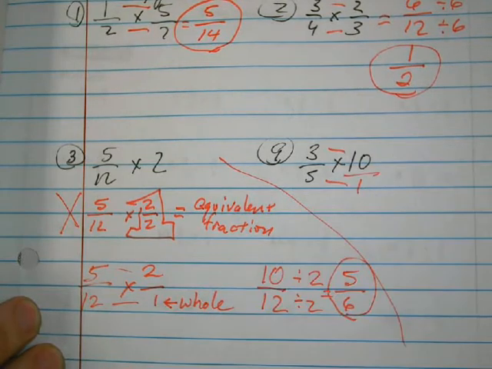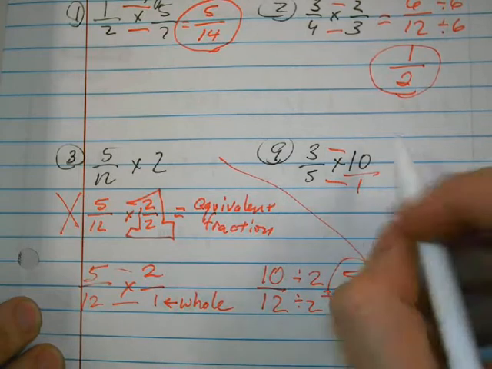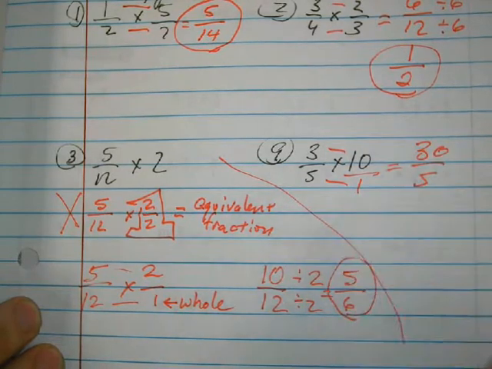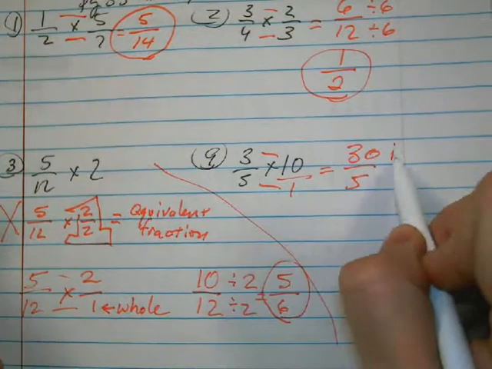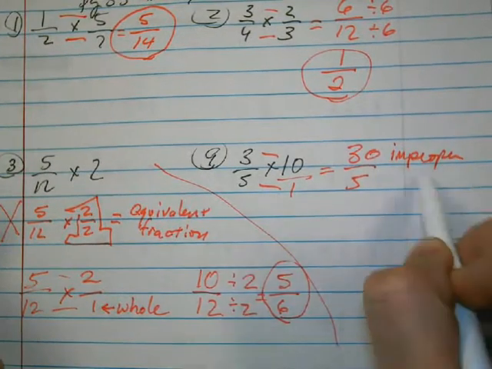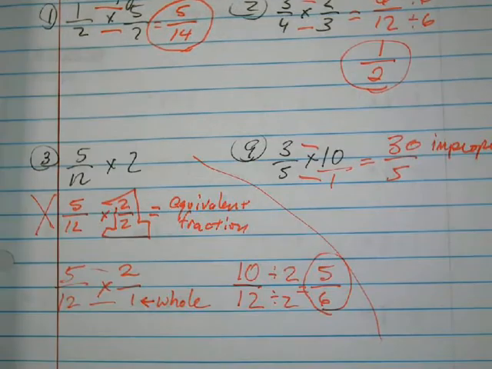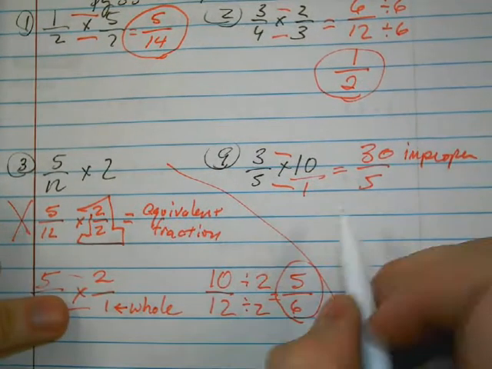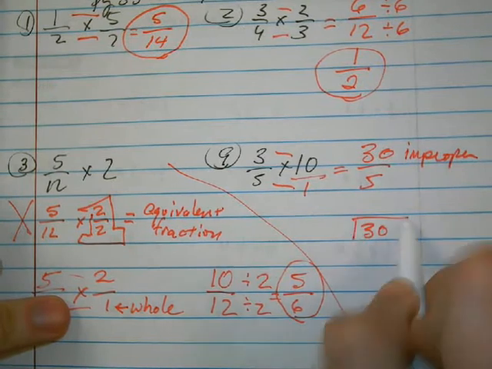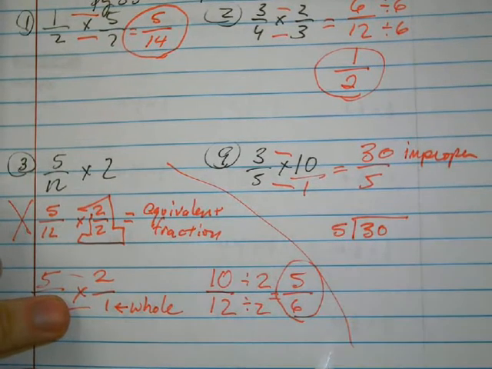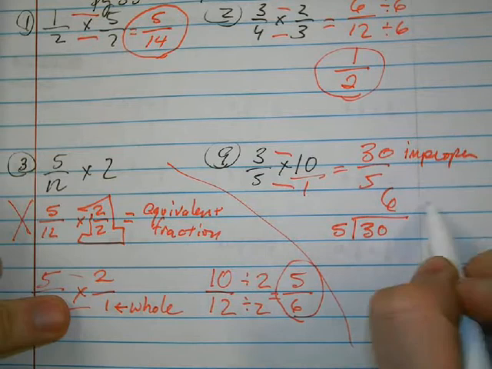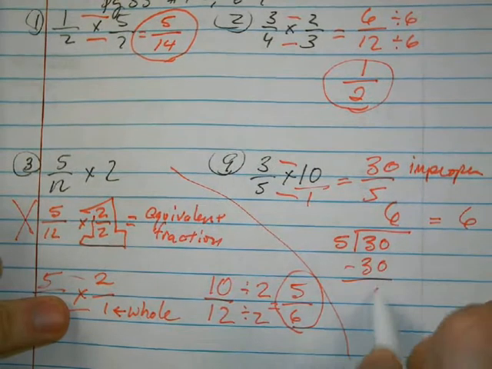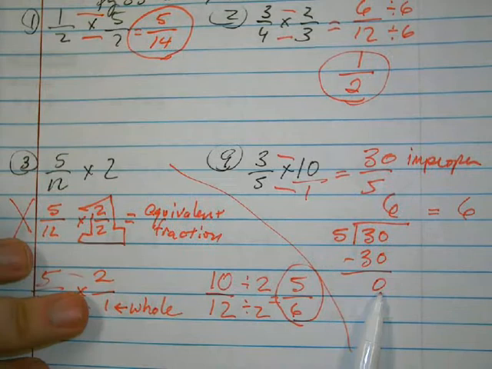Okay. Change my whole number to a fraction. Multiply numerator, numerator, denominator, denominator. 30 over 5. This got me an improper fraction. I need to fix that. The best way to fix that would be through division. My numerator goes in the house, and I'm seeing how many times can I take 5 out of 30. 5 goes into 30 6 times, which means that my answer is 6 because I don't have a remainder.